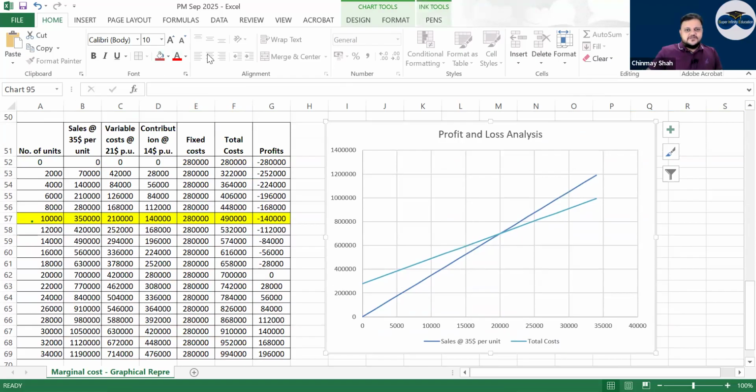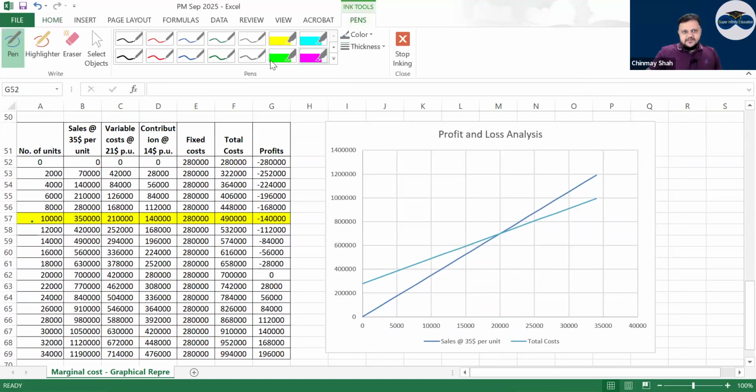Then have a look. This line or this angle here. This is loss. This is what? Tell me. Loss. I'll name it correctly. Okay. This is A. This is B. This is C. This is D. This is E. This is profit. Sir, please verify. Okay, let's verify. This comes somewhere here at 20,000 units.